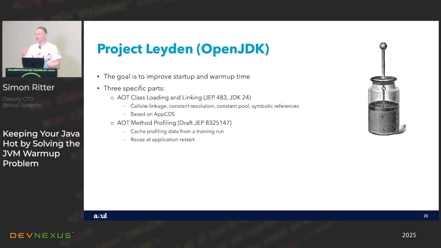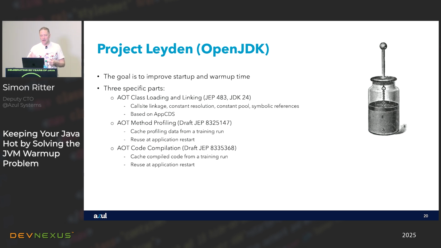The second thing they're looking at, which hasn't been delivered yet, and there isn't even a JEP that's proposed for a particular version, is ahead-of-time method profiling. And this is the idea of caching the profiling data, which is used from a training run. When you start the application again, you reuse that profiling data to enable the JIT compiler to be more efficient. And then there's AOT code compilation, which is where you cache the compiled code from a training run, and then you reuse it when you start the application.